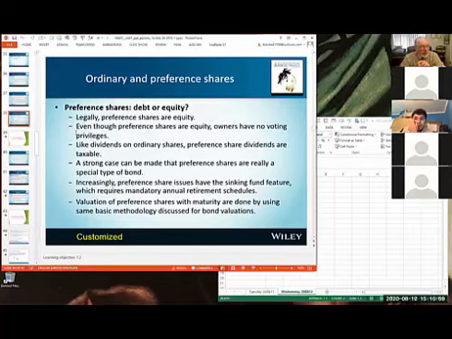Think of what a bond is. It's a loan to the company, fixed term, in other words, a number of years, fixed interest rate, and it doesn't make you an owner, so you don't have voting rights. What's the difference between a preference share and a bond? There's not very much at all.